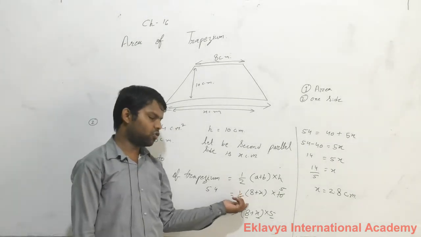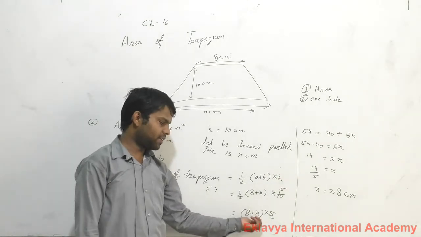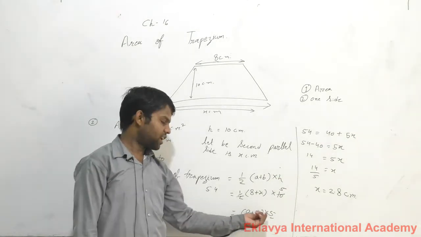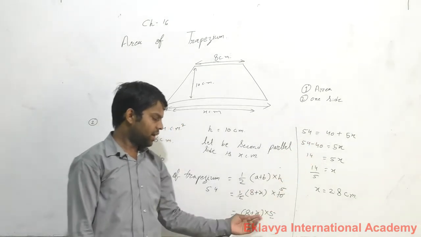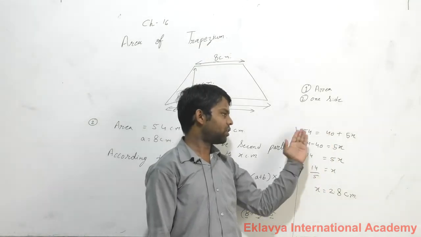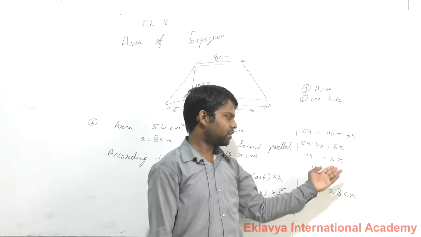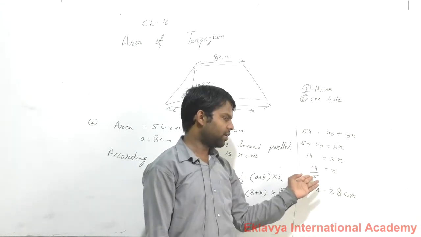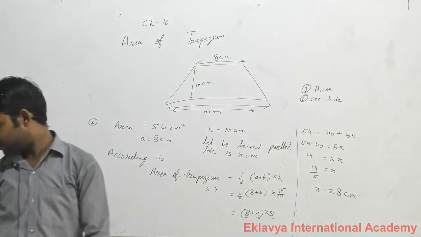We cancel out 2 into 10, then we get 5. 8 plus x multiply by 5. If we multiply, then 8 fives are 40, and x into 5, 5x. If we change the side, 40 on that side, then 54 minus 40, 14. That side 5x. We divide by 5, then we got 2.8 centimeter.